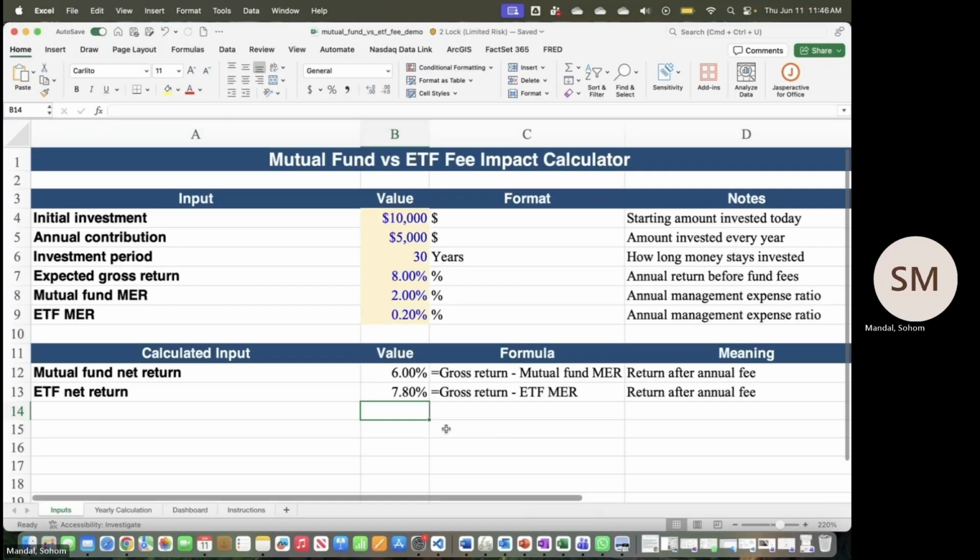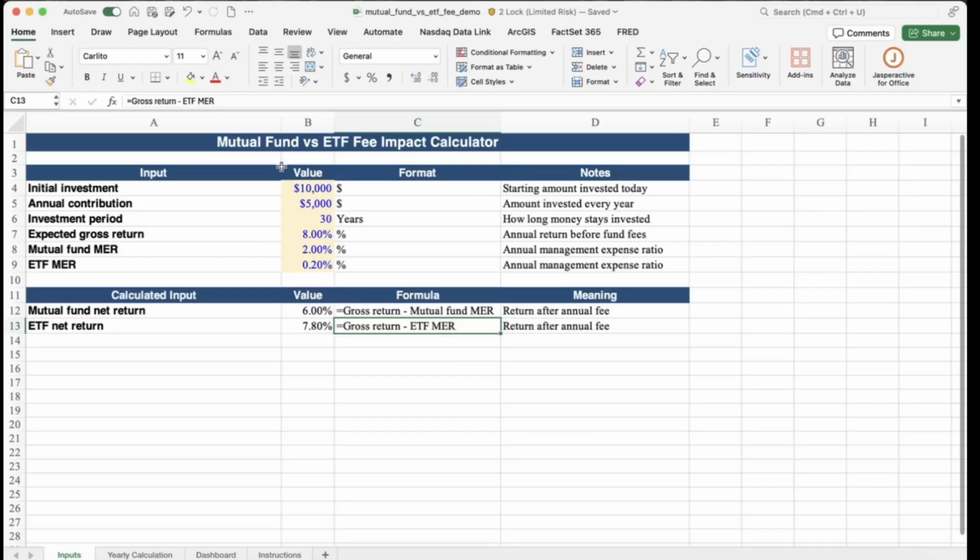Anyway, I built an Excel sheet. Normally, I want to see what is happening hands-on, and then show you how and where the difference comes from. I'll also share this Excel sheet with you for your own experiments. So here's the calculator, the mutual fund versus ETF fees impact calculator. Initial investment is 10,000, all in dollar values. Annual contribution: each year you contribute 5,000. You can divide it by 12 to do it monthly, or by 26 to do it bi-weekly. It's up to you.